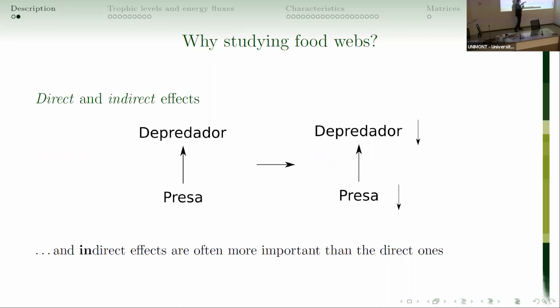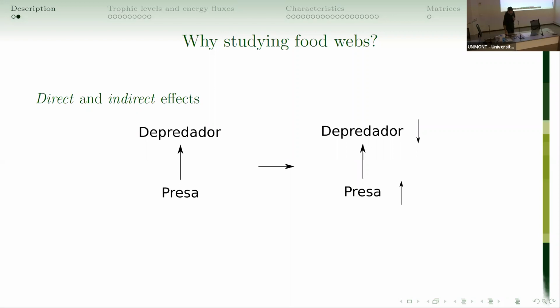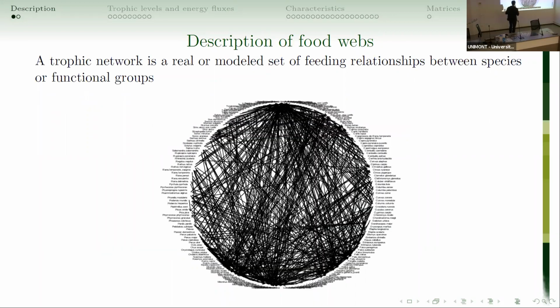So this is one of the reasons why studying food webs is important, because it has the potential of taking into account all the indirect effects that occur and that we can track if we have the whole picture of the whole community. If we are only studying one predator and one prey, maybe we are missing some of these indirect effects that may have a more important role in the dynamics of these two species. All right, does it make sense?